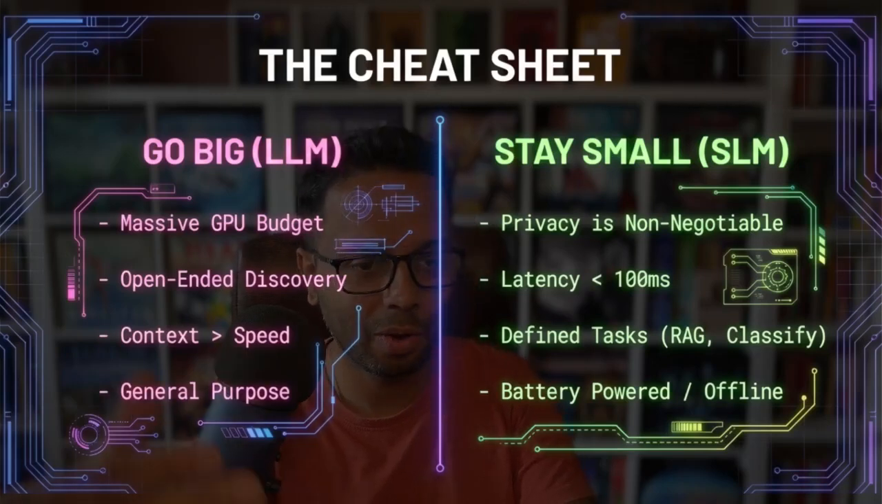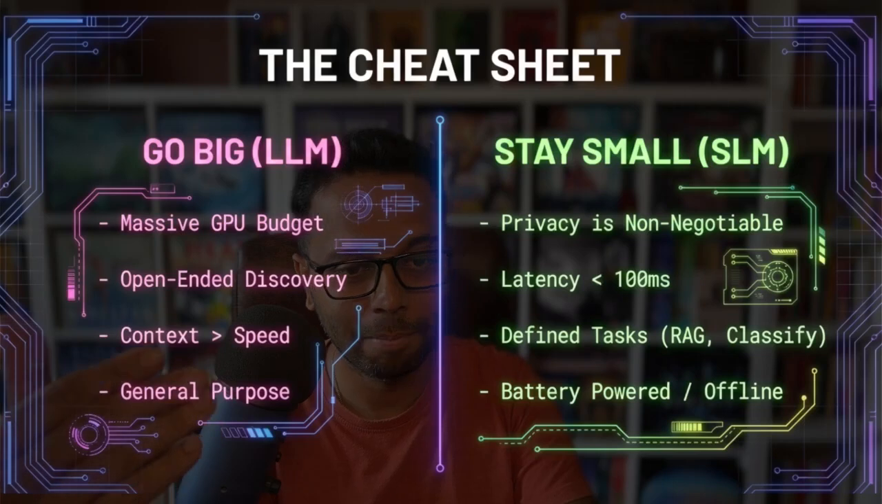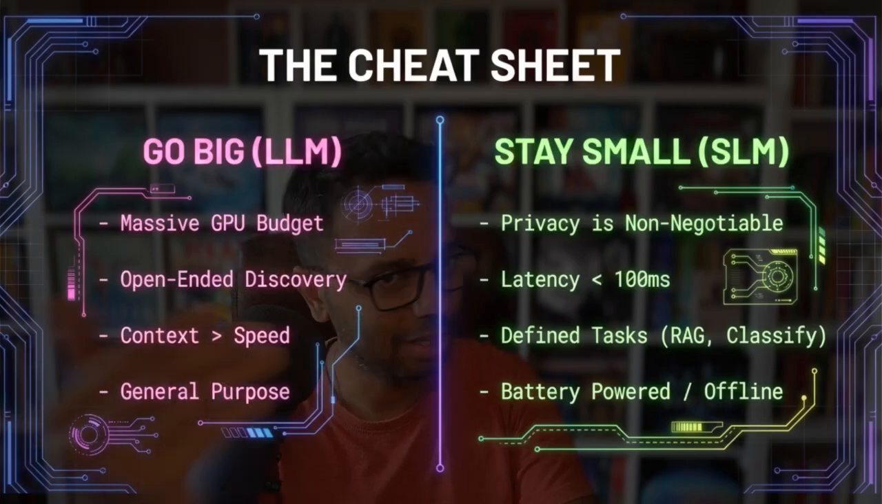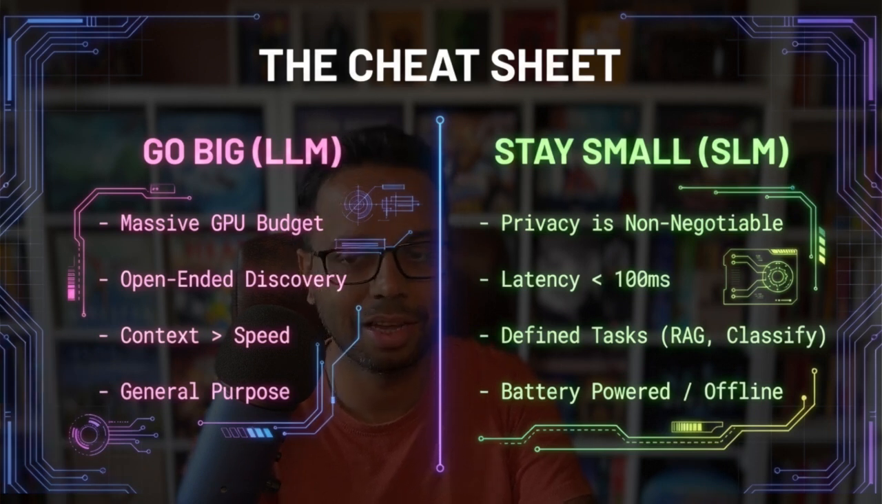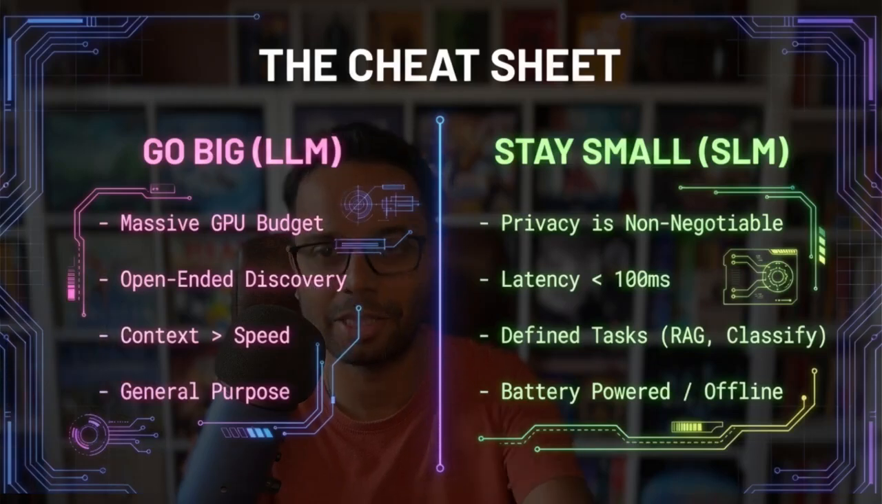In use cases where context matters more than speed, you go for large language models. But when that is not the case, you go for SLMs. When you have defined tasks, RAG, you want to classify things quickly, you go for small language models. When you want to build something general purpose, you go for large language models. When you want to build something offline or very task-specific, you go for small language models. So that's it for the video, and I hope it gives you a good understanding to get started and start thinking about how to identify the language model for your use case.